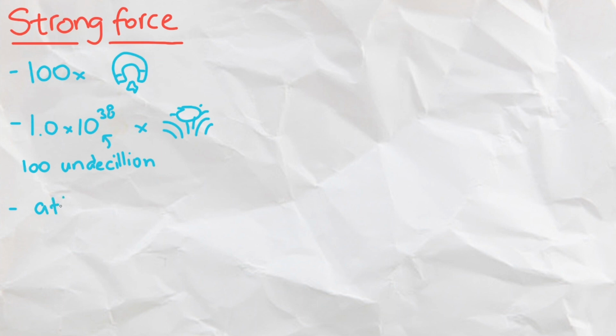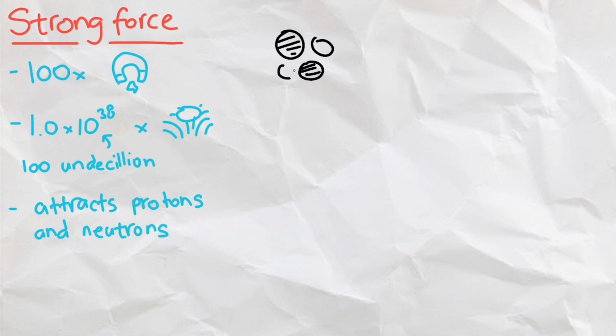Moving to the strongest force in the universe, we have the strong force, which is around 100 times stronger than electromagnetism and 100 undecillion times more powerful than gravity. That's 38 zeros. This is the force that holds these small things together, as it attracts protons and neutrons together in an atom and quarks together in protons and neutrons.